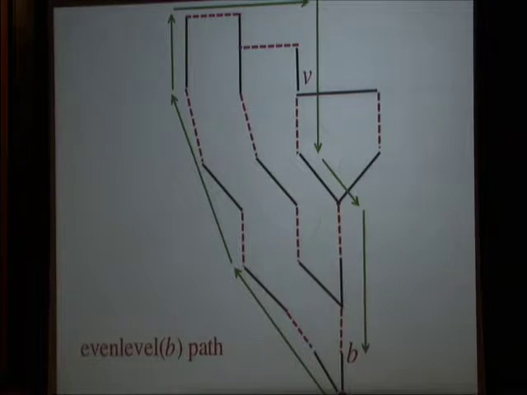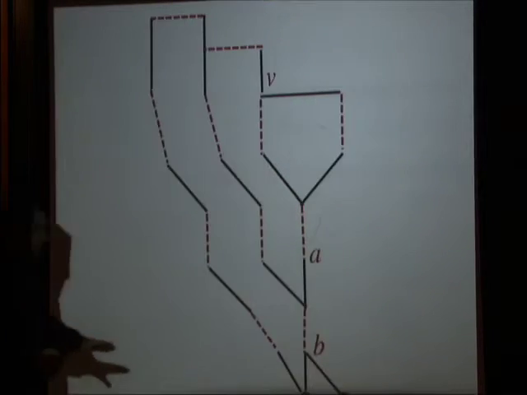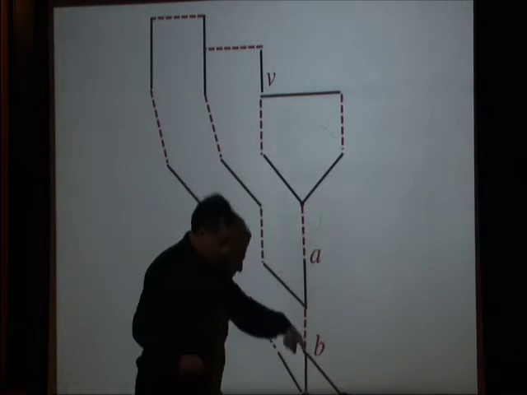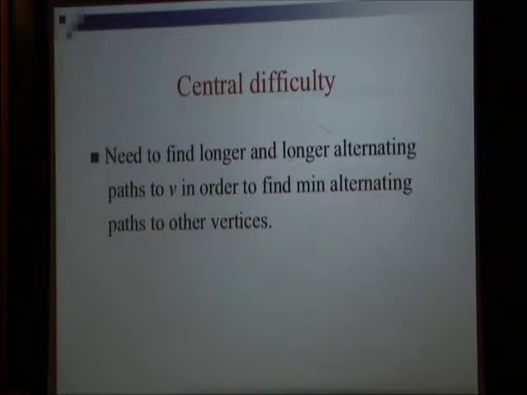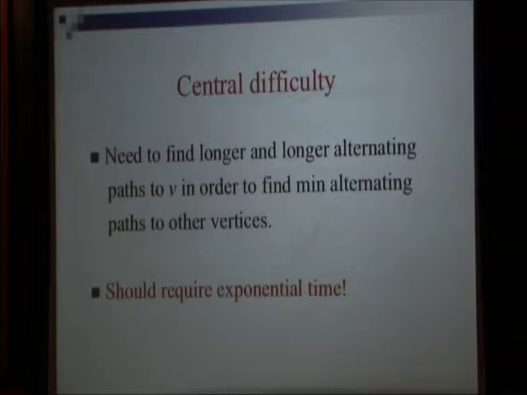So you have to find a longer path to V and longer path to V to find the shortest path to some other vertices. And this is not just for fun, because this may be the only augmentation. So you have to find the even path to B to augment. Right? And so the bottom line is then you need to find longer and longer paths to V to find the minimum paths to some other vertices. And what does this remind you of? Longer and longer paths. What's the complexity of longest path? NP hard, right? Longest path is NP hard.